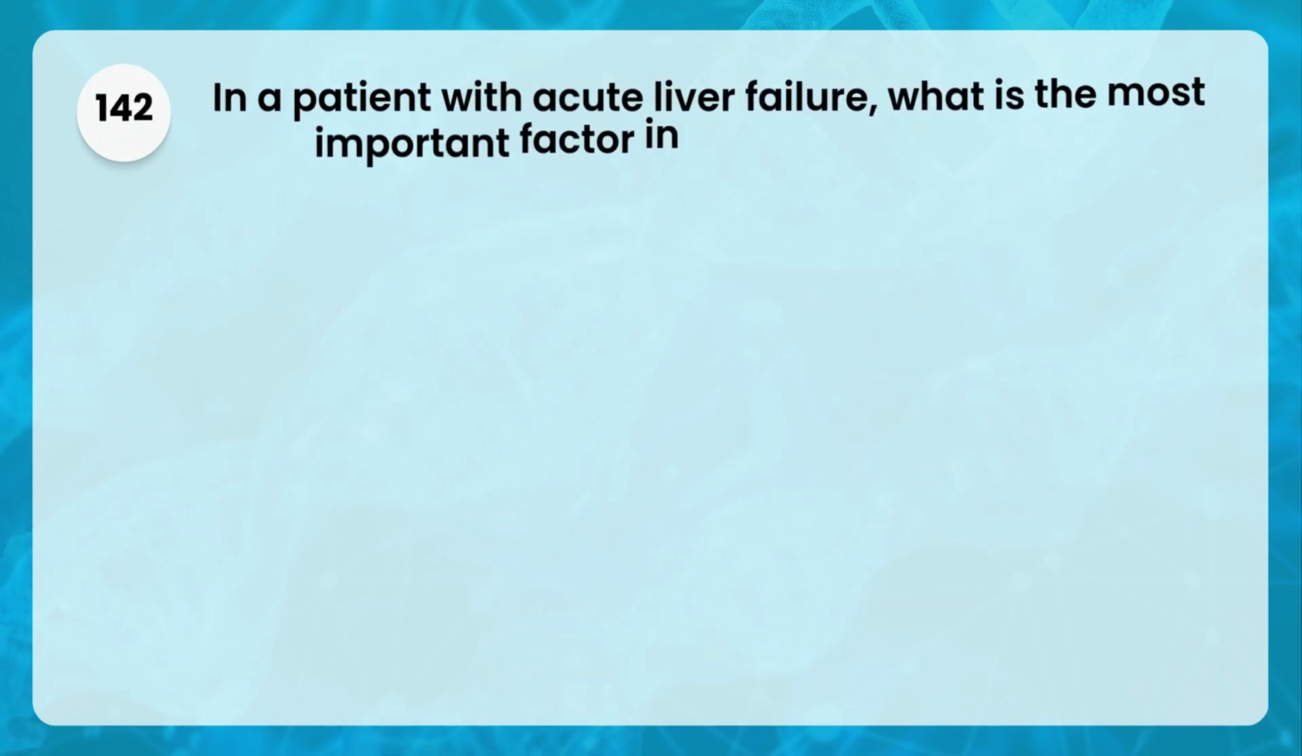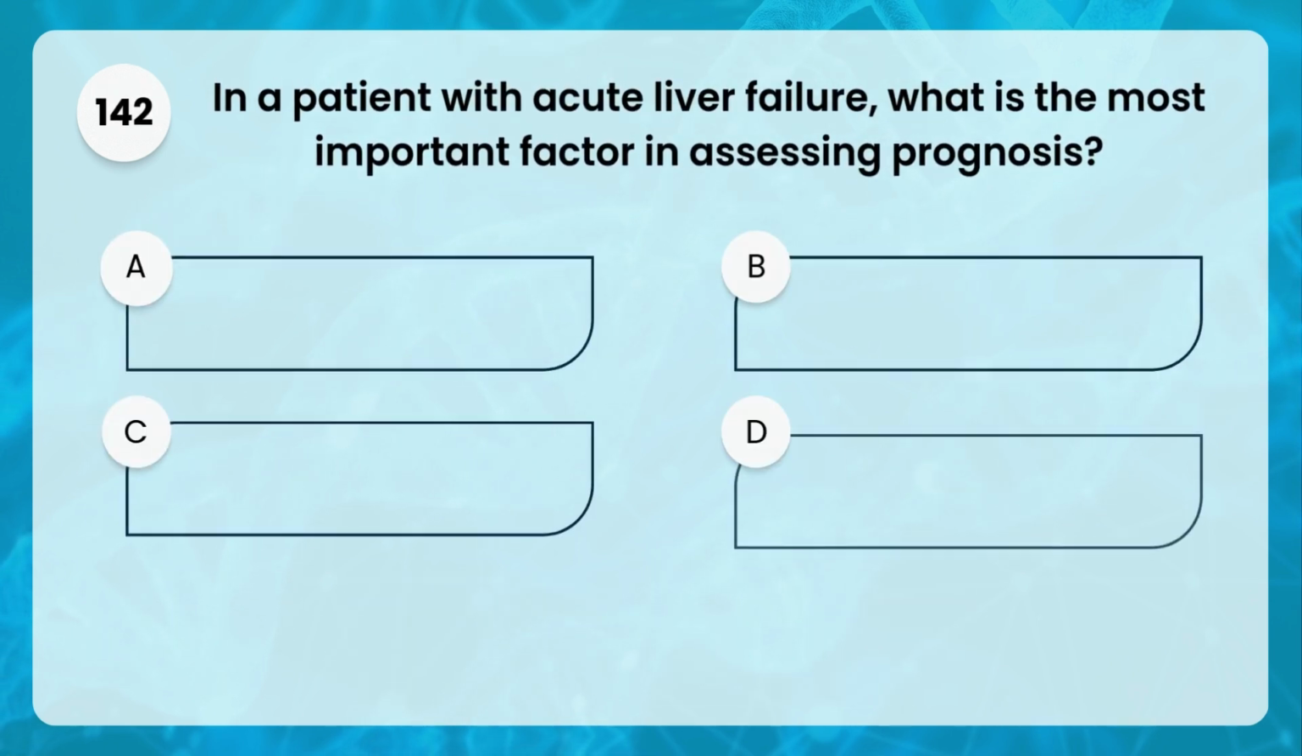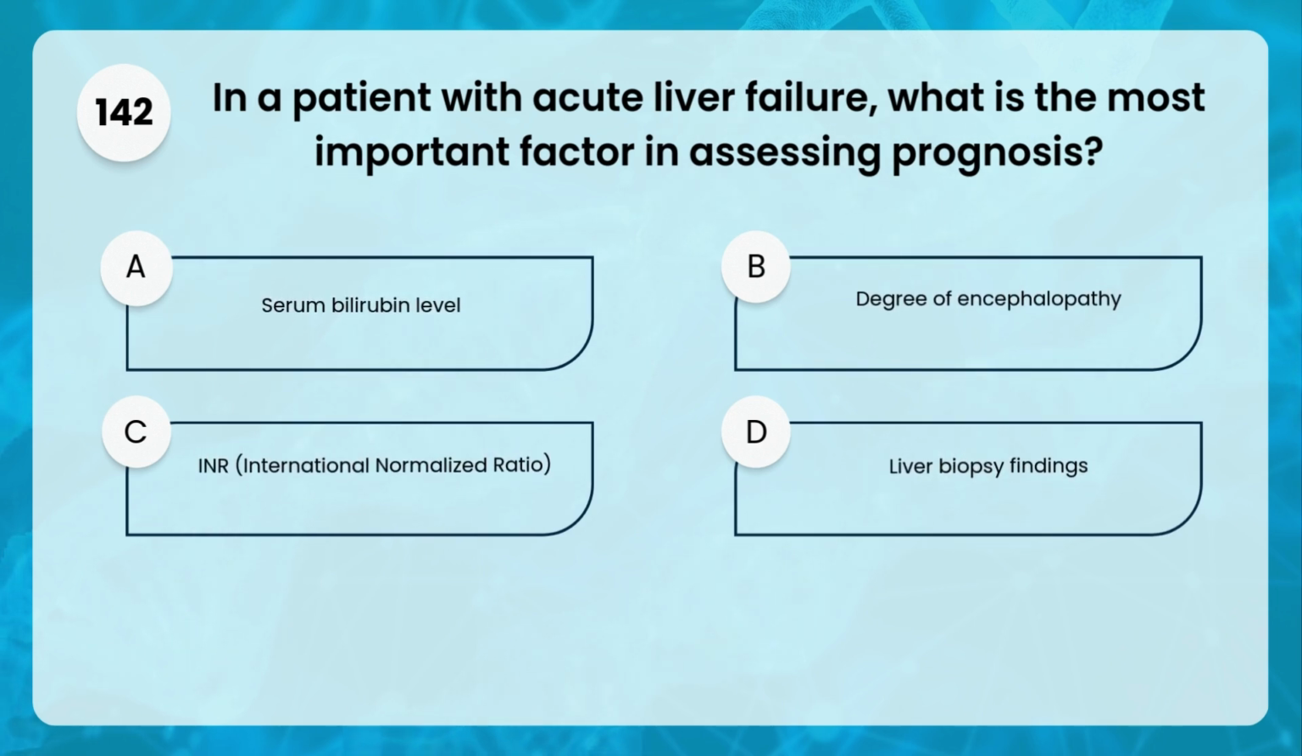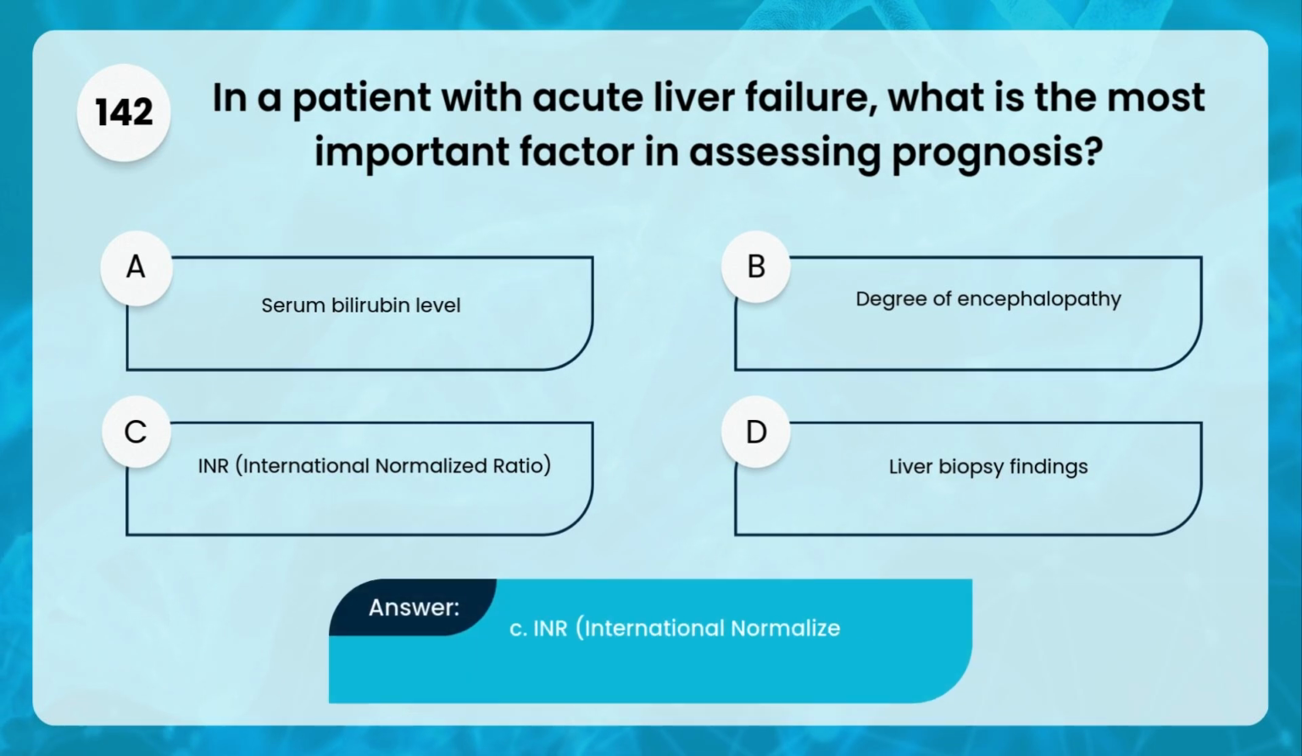142. In a patient with acute liver failure, what is the most important factor in assessing prognosis? A. Serum bilirubin levels. B. Degree of encephalopathy. C. INR, International Normalized Ratio. Or D. Liver biopsy findings. The answer is C. INR, International Normalized Ratio.